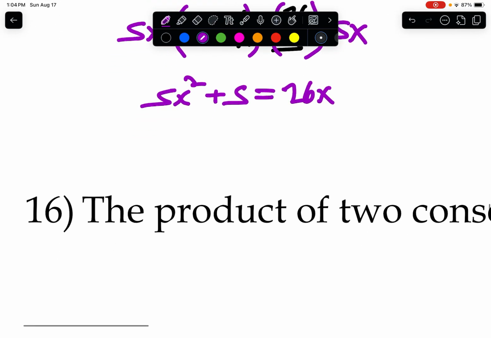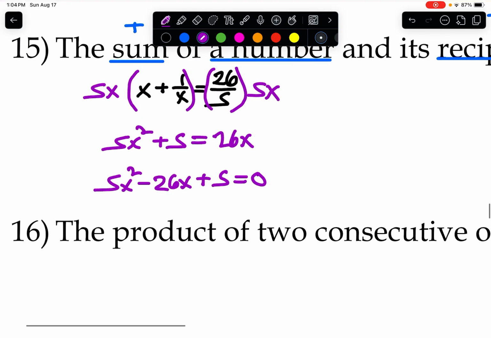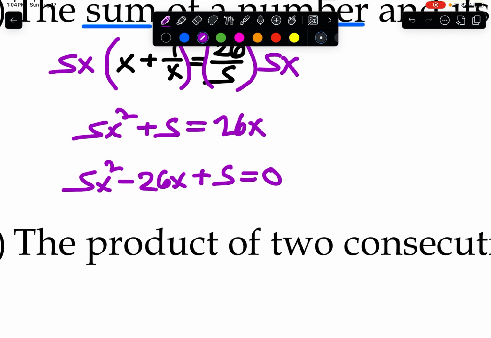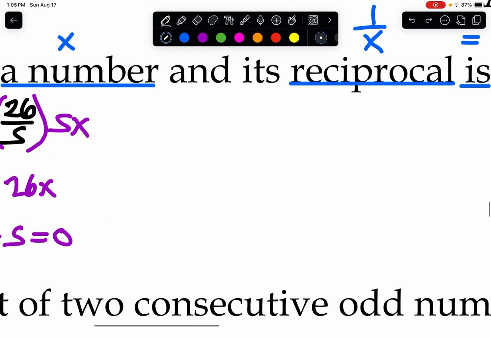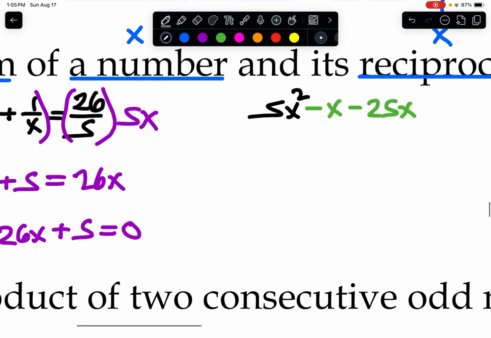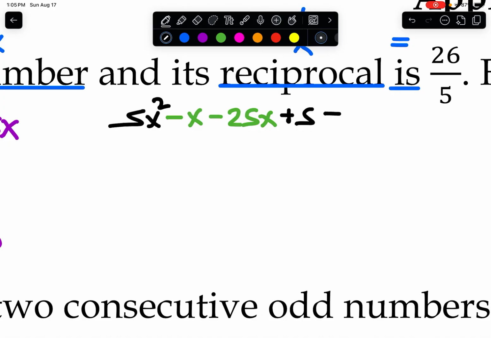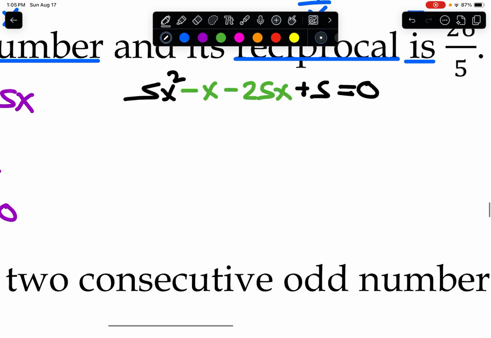Then when you get here, I'm going to move over the 26x. So I have 5x squared minus 26x plus 5 equals 0. And then I'm going to factor. I'm going to skip the factoring part, but 5 times 5 gives you 25. Factors of 25 that add up to negative 26? Well, that's going to be negative 1 and negative 25. So 5x squared, split the middle, minus x minus 25x, plus 5 equals 0.